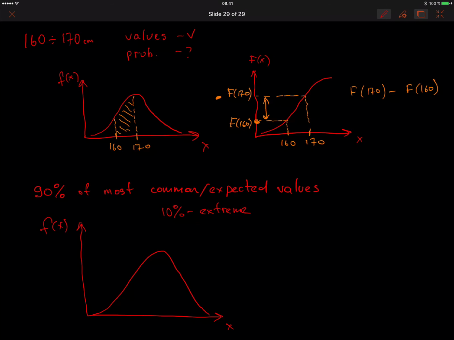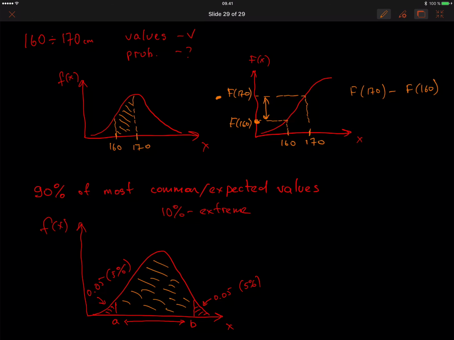So let's take 5% here. So this is 0.05 or 5%. And the same here. This is 0.05 or 5%. So this is A and this is B. So how many values will we have between A and B? That's exactly 90%. So 90% of most expected values, because usually extreme values are rare. So we do not expect to have extreme values usually, right?